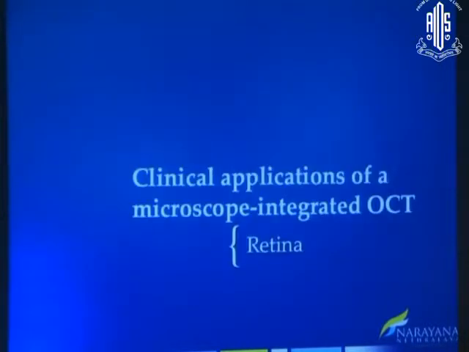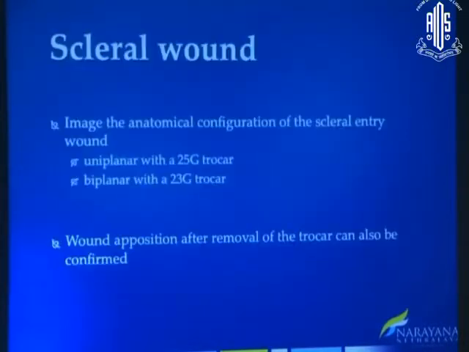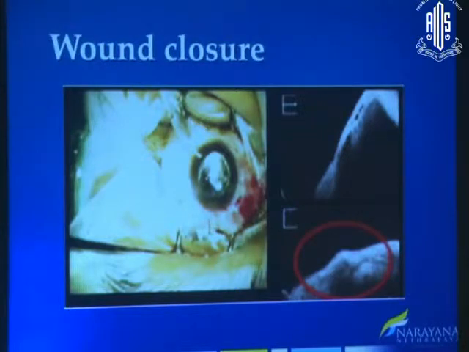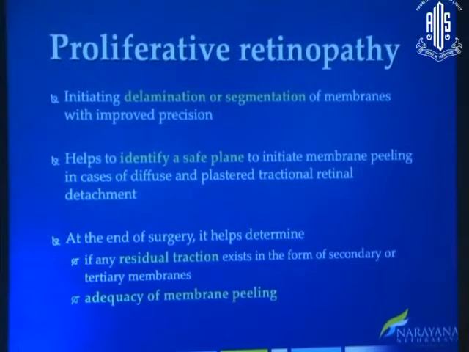Going on to the actual clinical applications, in retina first, it has helped us right from imaging the wound construction to the wound closure. You can see the anatomical configuration of scleral entry wounds being uniplanar in 25 gauge and biplanar in 23 gauge, and the wound apposition after removal of the trocar can also be confirmed. As you can see here, the sclerotomy closure with edematous edges after the removal of a 23 gauge trocar. In proliferative retinopathy, it has helped us in initiating delamination and segmentation of membranes.